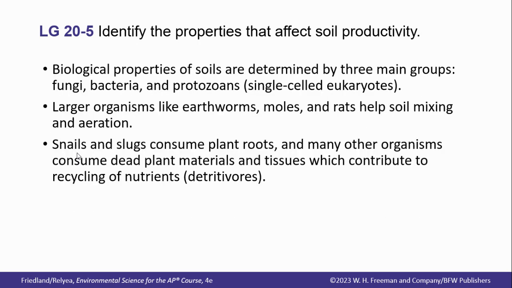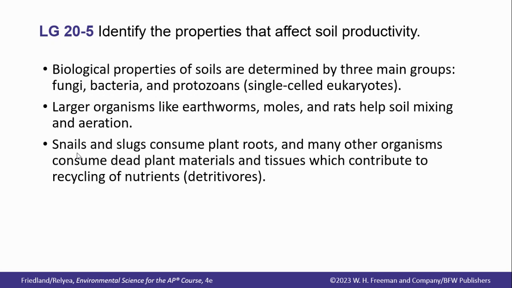Okay, biological properties of soil are determined by 3 main groups: fungus, bacteria, and protozoa. Large organisms like earthworms, moles, and rats help mix the soil and aerate it. Snails and slugs consume plant roots, and many other organisms consume dead plant material and tissues, which contribute to the recycling of nutrients, and these are called detritivores. If they eat dead material and put it back into the soil, we're calling them detritivores. Those are going to affect the soil productivity.